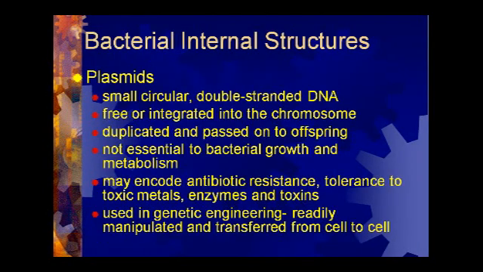Next structure that we are going to see is plasmids. Plasmids are small circular double-stranded DNA. They can be either free or integrated into the chromosome. It gets duplicated and passed on to the offsprings. Plasmids are not essential for bacterial growth and metabolism, but it is an extra chromosomal material present in bacteria, and it may encode for antibiotic resistance, tolerance, enzymes, and other toxins. This plasmid is very important in genetic engineering for manipulating the DNA from one cell to the other.